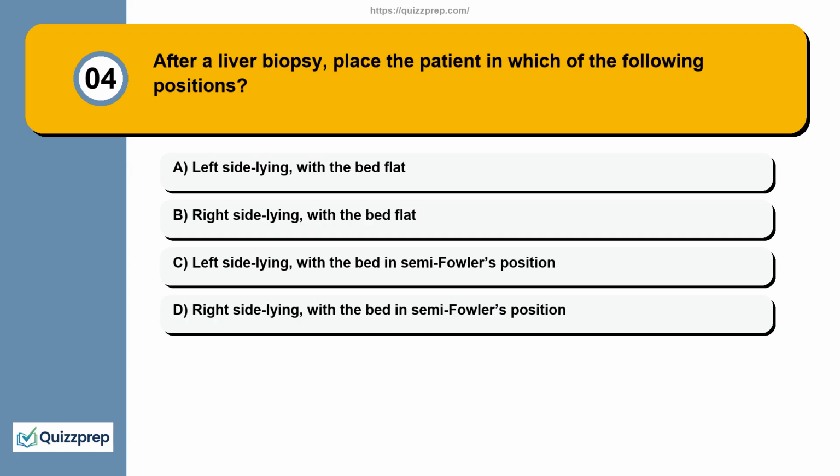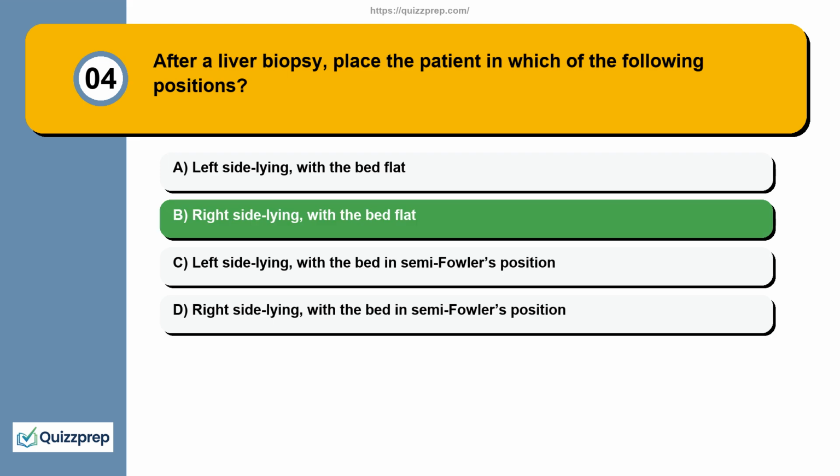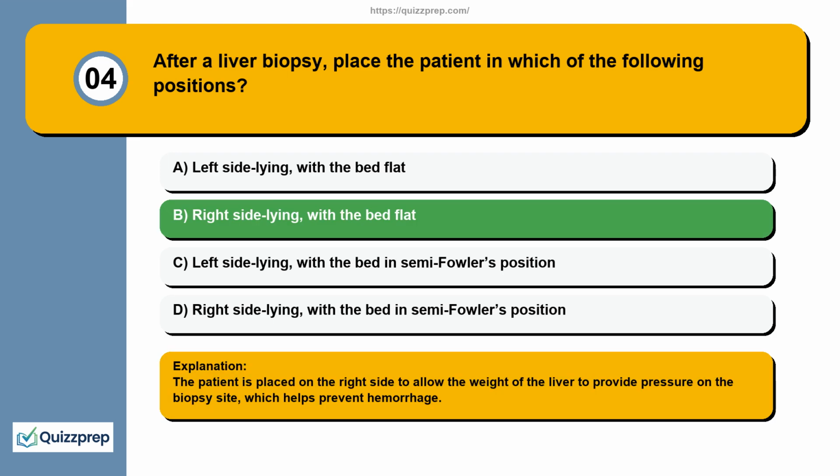Question 4. After a liver biopsy, place the patient in which of the following positions? Left side lying, with the bed flat. Right side lying, with the bed flat. Left side lying, with the bed in semi-Fowler's position. Right side lying, with the bed in semi-Fowler's position. The patient is placed on the right side to allow the weight of the liver to provide pressure on the biopsy site, which helps prevent hemorrhage.